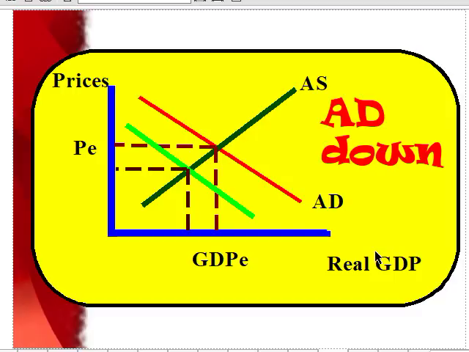If aggregate demand falls, the opposite happens. Real GDP goes down. That means we're producing less. That means people are going to lose their jobs. We're going to get unemployment. And also, we'll see, generally speaking, either prices going down or inflation getting less severe.